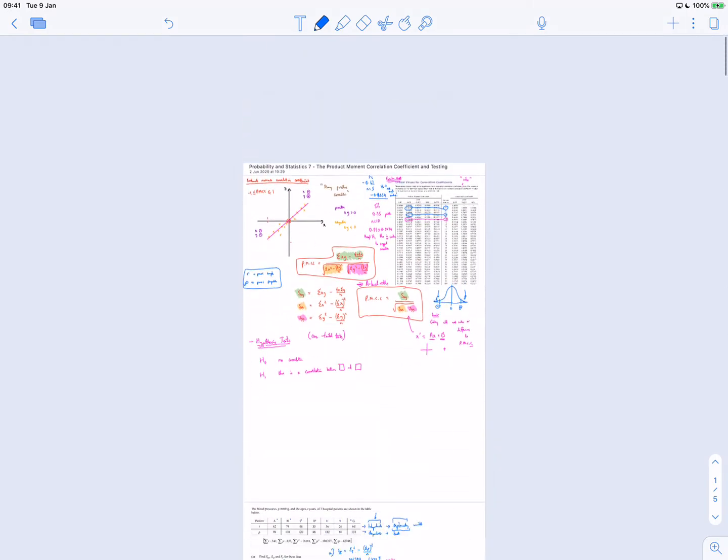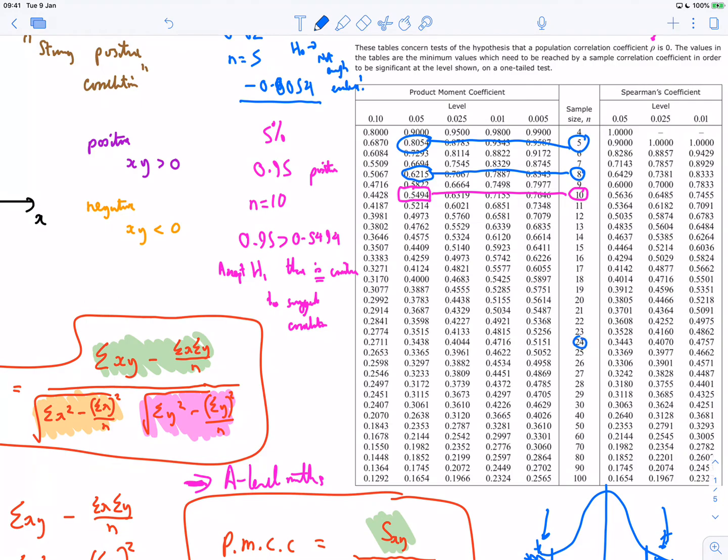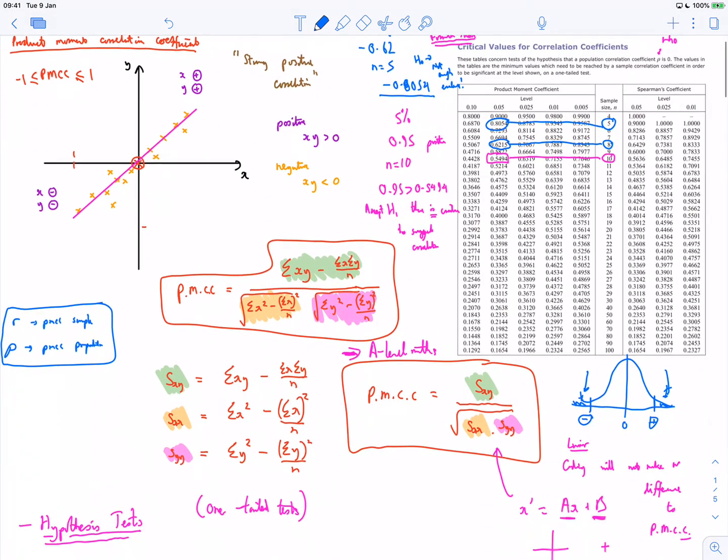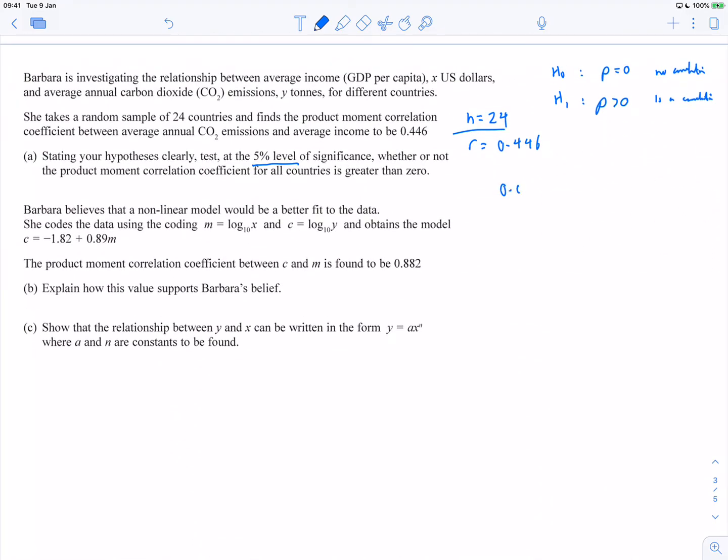So unfortunately I have to go up to my table. n is 24 and on the 5%, so we're going to be 0.3438. So that means if I draw a little distribution, then the upper 5% boundary is 0.3438, and my test statistic of 0.446 is clearly above this critical value.